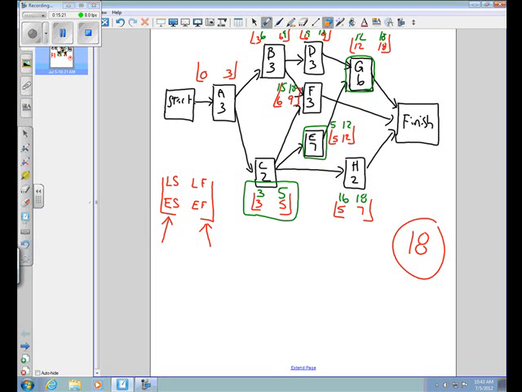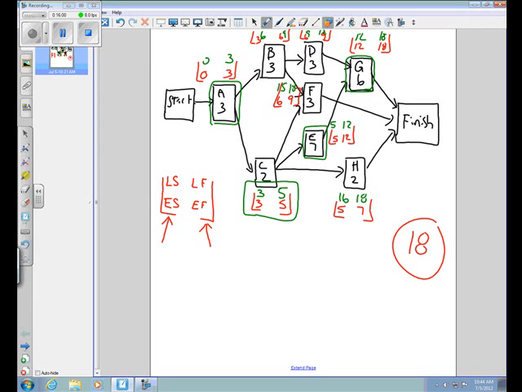Okay, the earliest I can finish activity A is week 3 because I've got to be ready for activity C. Okay? If I waited till week 6, activity B would be okay, but activity C would be behind. So therefore, the earliest I can get started is right now if I want to get this done in 18 weeks.